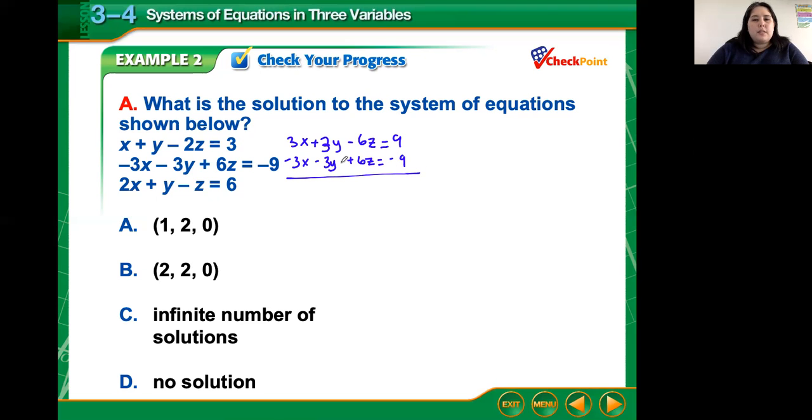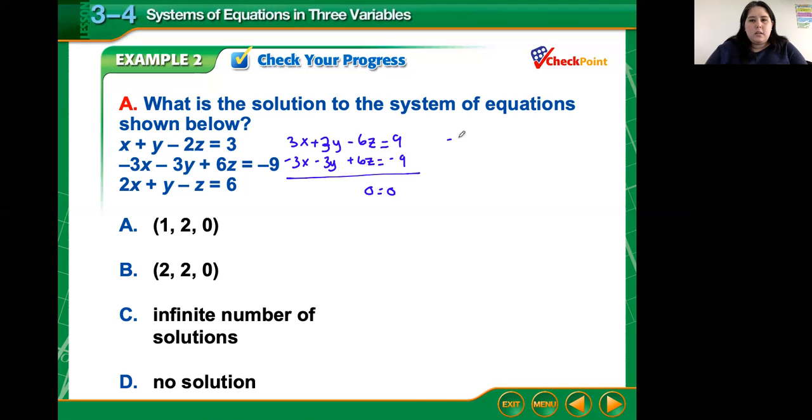So using the first and second equation, I can see that everything's going to cancel out and I get a 0 equals 0. So I just need to make sure I don't get a false statement using 2x plus y minus z. So I'm going to go ahead and use the first and actually I'm going to go ahead and use the second and third.